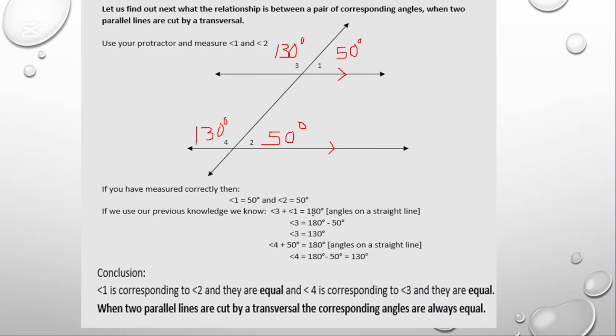So what did we notice? Angle 1 is equal to angle 2 and angle 3 is equal to angle 4. So when two parallel lines are cut by a transversal over there, the corresponding angles are always equal. Right? Corresponding angles are always equal.